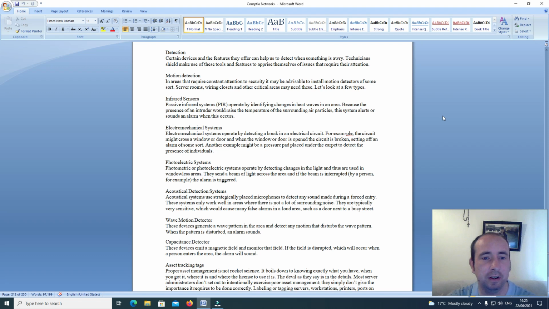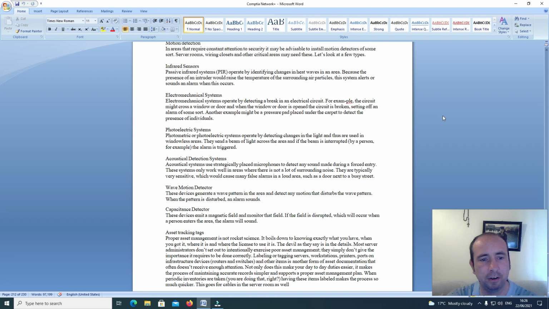Detection. Certain devices and the features they offer can help us to detect when something is awry. Technicians should make use of these tools and features to apprise themselves of issues that require their attention. Motion detection. In areas that require constant attention to security, it may be advisable to install motion detectors of some sort. Server rooms, wiring closets and other critical areas may need these.